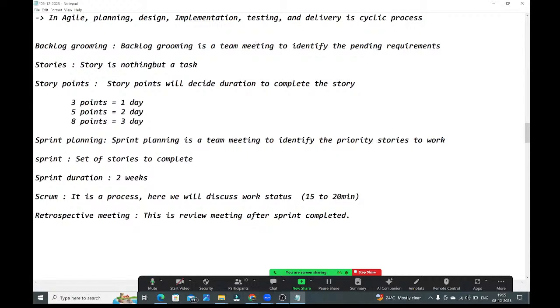So in Jira, we have two options. One is the expected time and the other is the actual time. Expected time means the time they have given to complete the story. Actual time means what you have spent to complete the story. That you need to put in the actuals.